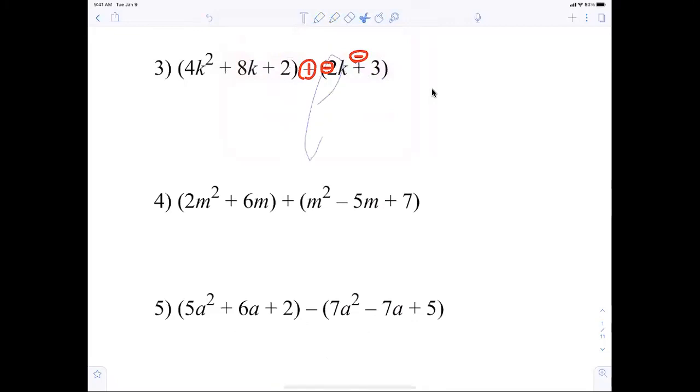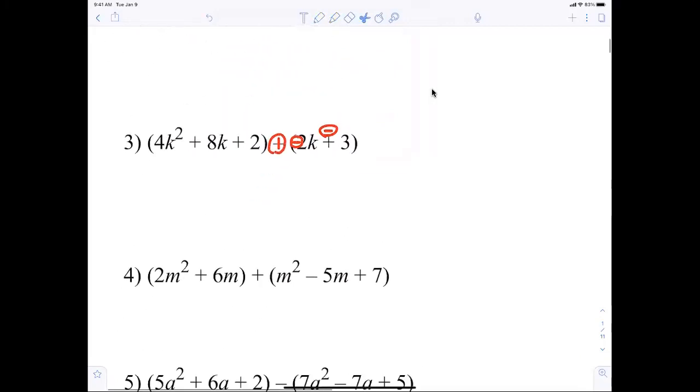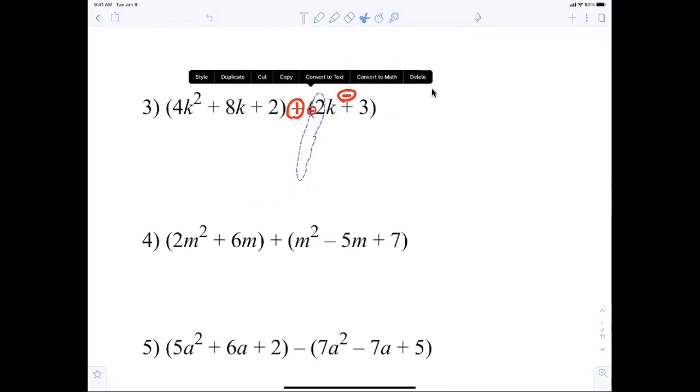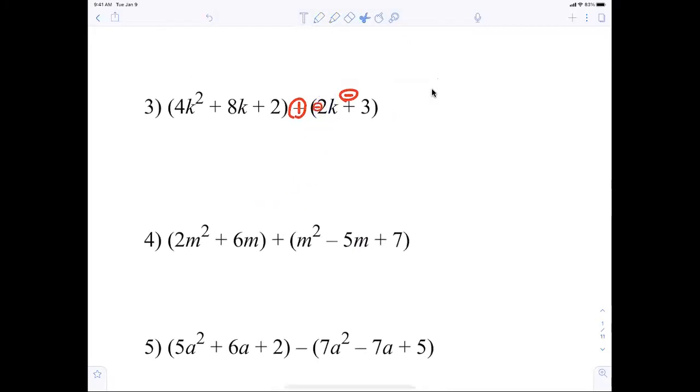Now, is there anything I can combine with 4k squared? No, so that just drops down. So I have 4k squared. Then I have 8k minus 2k, which is 6k, and then 2 minus 3, negative 1. There you go. Simple as that. Simple, simple.